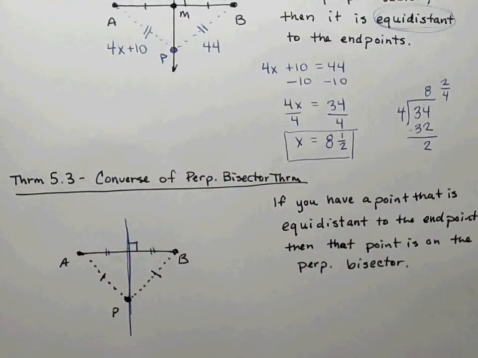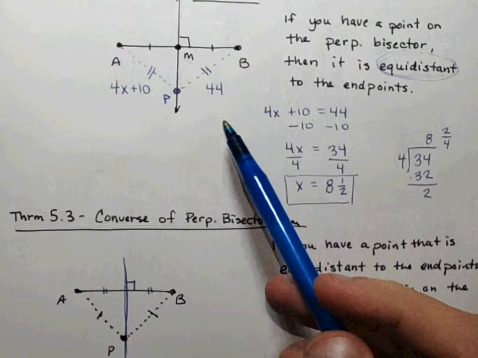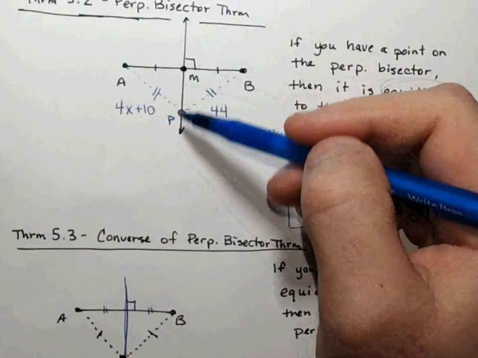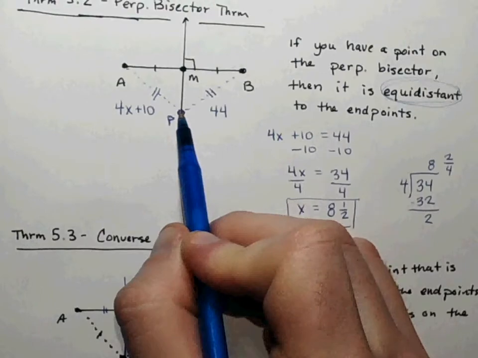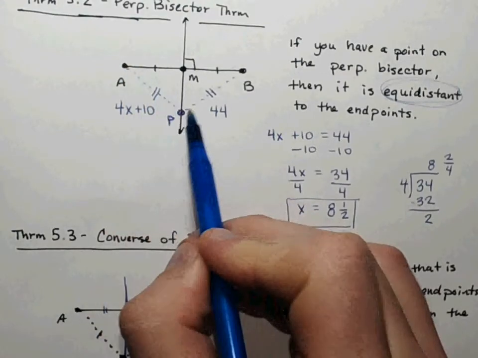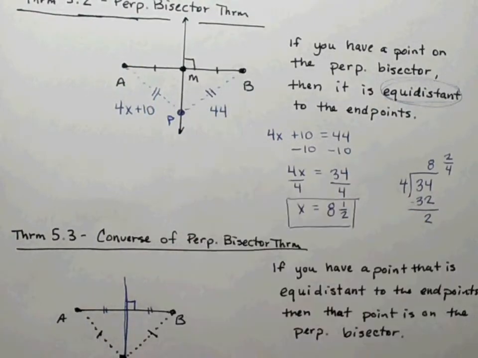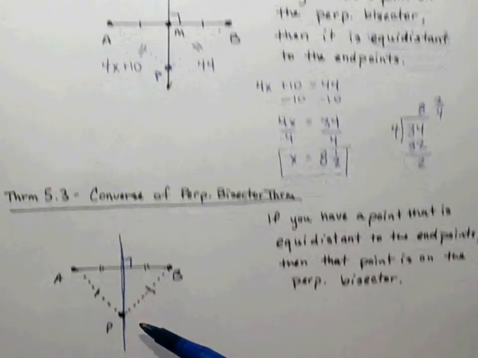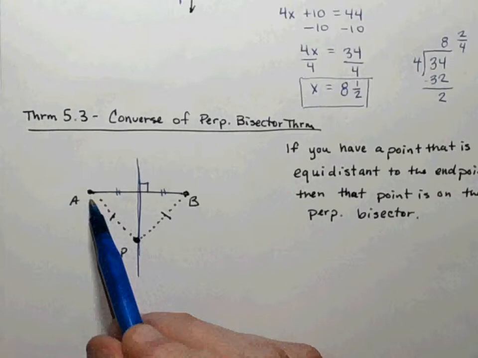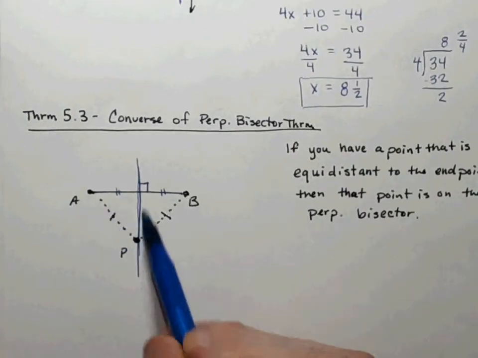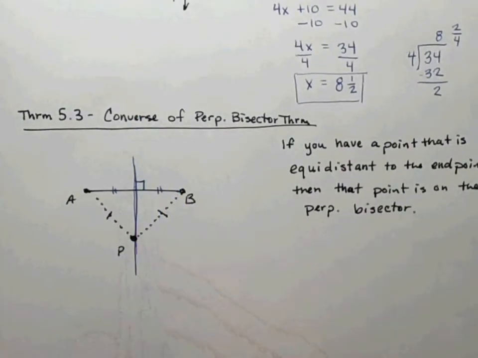Up here we said, if you have a perpendicular bisector, then every point on that perpendicular bisector is equidistant to the endpoints. Down here, we said if you have a point that is equidistant to the endpoints, then it has to be on the perpendicular bisector. It's just the converse. It's turning it around.